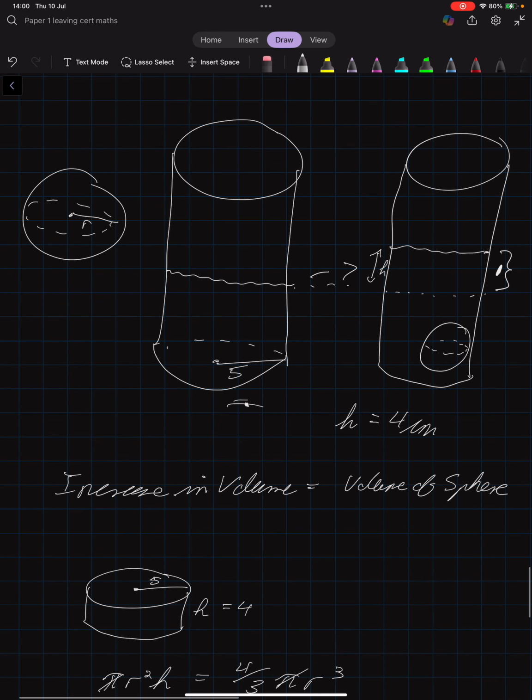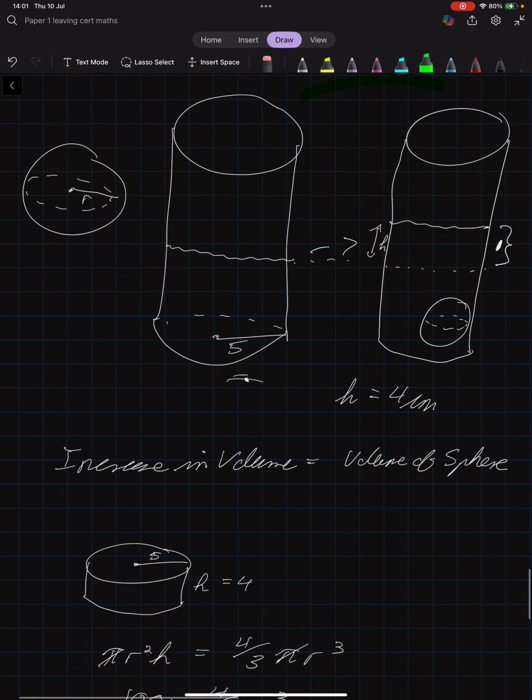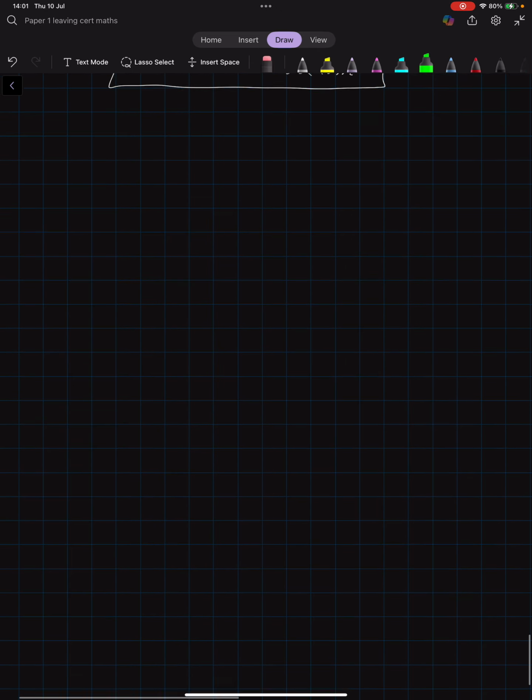Okay, so the main thing to know is that when you go from this state to this state, what happened? You added the sphere, you observed that there was an increase in volume, therefore the increase in volume must be equal to the volume of the sphere, because the sphere was the thing that was added. Okay. All right, hopefully that's all okay.